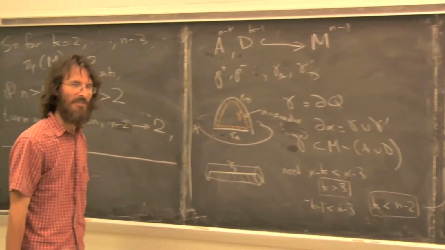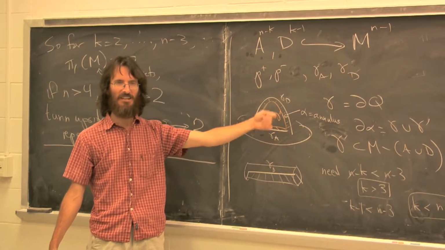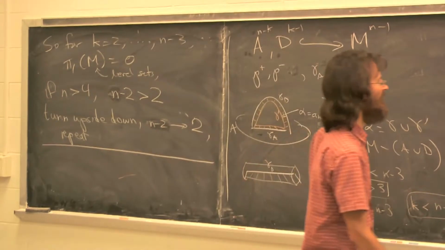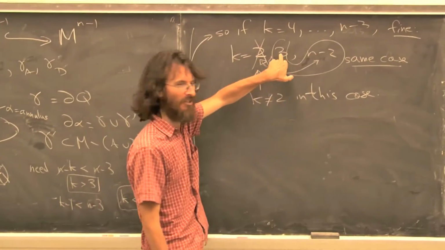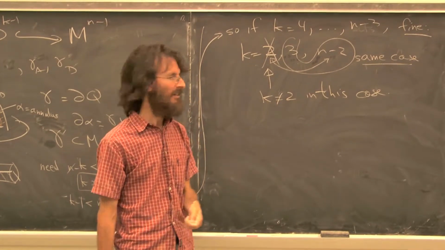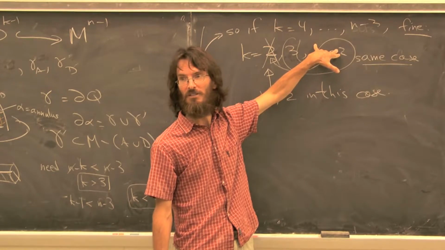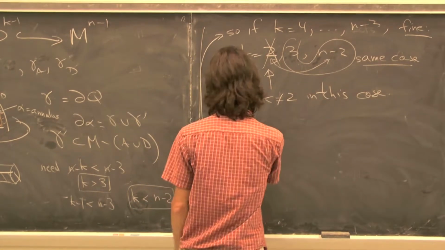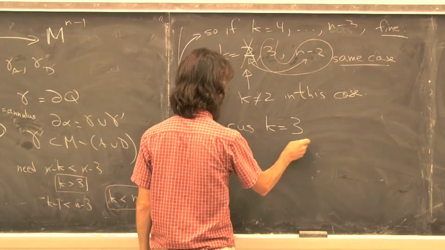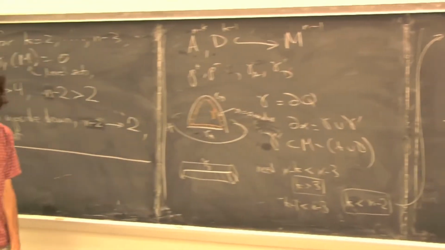Okay, in both cases, yeah. This calculation does expose one important case we have to think about. But these are the same case, so I'm just going to focus on k equals 3. Because k equals n minus 2, we just flip it upside down. This really involves a 3 handle and a 2 handle, or an n minus 2 and an n minus 3 handle. So they're the same case, so we focus on the case of k equals 2. Everything else will work fine.